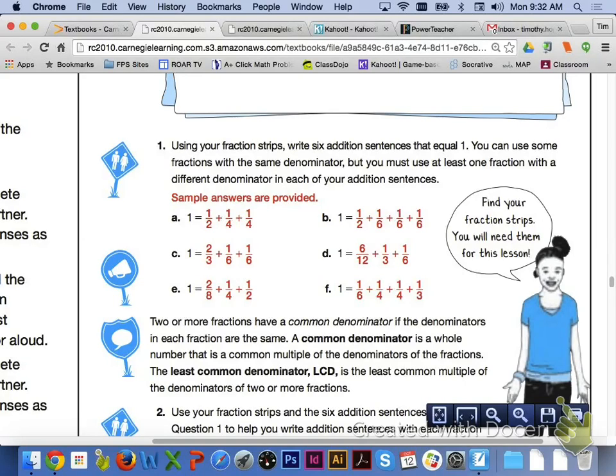Here are some samples of fraction addition sentences that you could have come up with. For letter A, 1/2 plus 1/4 plus 1/4. B, 1/2 plus 1/6 plus 1/6 plus 1/6. Letter C, 2/3 plus 1/6 plus 1/6. Letter D, 6/12 plus 1/3 plus 1/6. Letter E, 2/8 plus 1/4 plus 1/2. And for letter F, 1/6 plus 1/4 plus 1/4 plus 1/3.